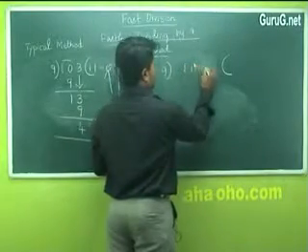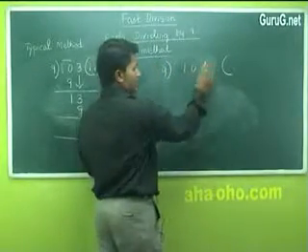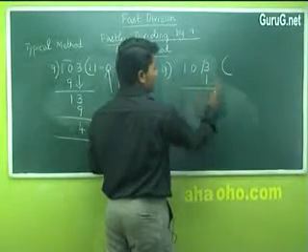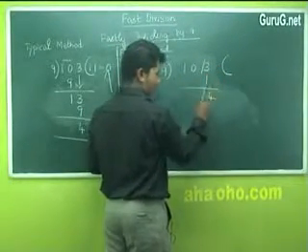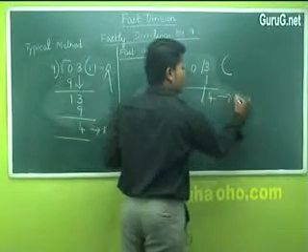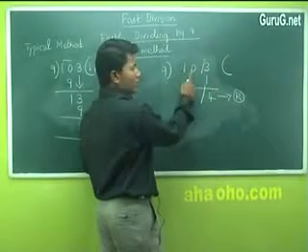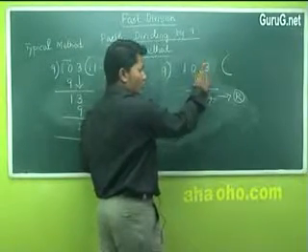So 103, take the last digit. There are 2 digits available. 1 plus 0 is 1. 3 plus 1 is 4. Place the bar. This is going to be your remainder. There is no doubt this is going to be your remainder. Now what about the other numbers? So forget about this bar.